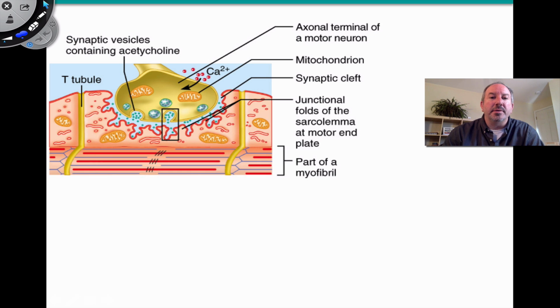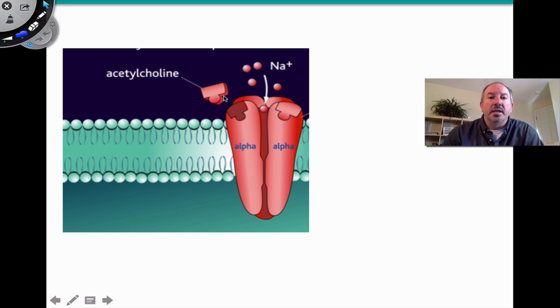Okay, and what happens, as you can see here, you'll notice that the membrane of the muscle cell is convoluted, so there's more surface area and more ability to receive the acetylcholine. Okay, and so there's folds of the sarcolemma at the motor end plate of the motor neuron. And so these vesicles containing acetylcholine release this, and they go into this space right here. And what happens is they're picked up by the acetylcholine receptor.